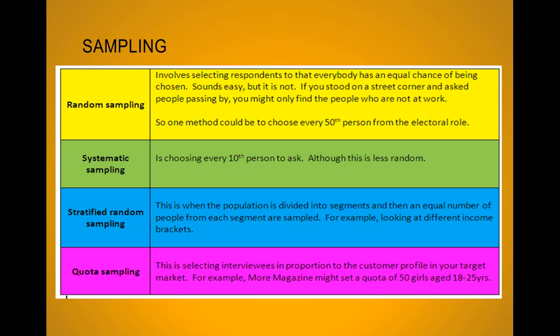It isn't possible to ask everybody, so businesses usually carry out their market research on a sample of the population. And there are four main methods of sampling. Firstly, random sampling. So just standing on the street corner and asking everyone who passes you by. Systematic sampling might be choosing to ask every 10th person. Stratified random sampling is when you divide the population into segments and then ask an equal number of random people from each market segment. Quota sampling is looking at getting a quota of number of people in your target market. So for example, More magazine might set a quota of 50 girls in their 18 to 25 age group because that's their target market.